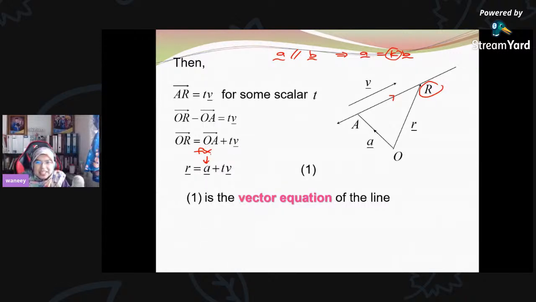Okay. A is a fixed point on the line, and V is a vector such that it should be parallel to our line. Okay, so R is equal to A plus TV. A is a fixed point on our line, so this is A. And V is a vector such that it's supposed to be parallel to our line. So we can write them down as R equal to A plus TV. If we write it in the form R equal to A plus TV, this is actually the vector equation of the line. So this is one of the equations of the line.